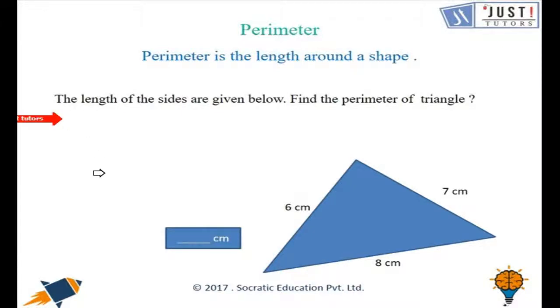Now in this question we have to find the perimeter of this triangle if the lengths are 6, 8 and 7. So in order to find the perimeter, we have to add all of them. 6 add 7 will make 13, and 13 add 8 would make 21. So the perimeter of this triangle would be 21 centimeters.